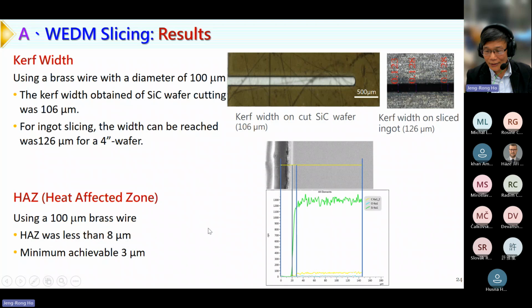The second performance improvement is that we reduce the heat affected zone. For this case, this is a slice surface. The heat affected zone is less than 10 microns, compared to the wire saw technique, which is usually more than 20 microns.